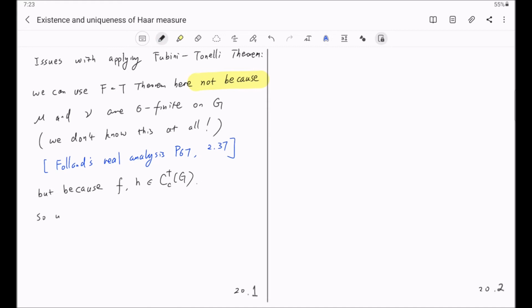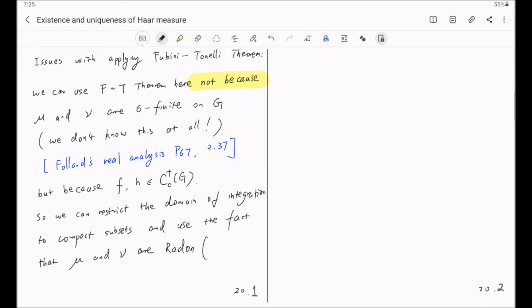So we can restrict the domain of integration to compact subsets and use the fact that mu and nu are Radon. Radon measures are finite on compact subsets.